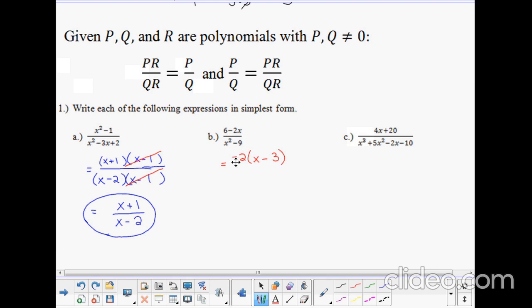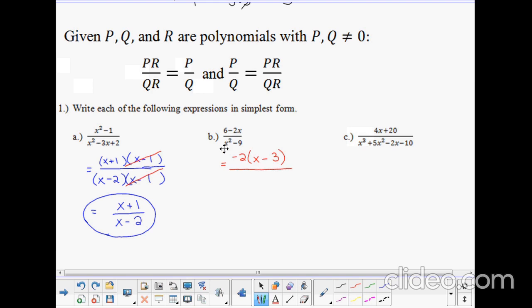Now again, why I took out the negative here is because I want this in standard form, so decreasing degree. And generally, I want my leading coefficient to be positive. That's going to help us to figure out what factors are the same. Now, you don't have to do it that way, but it can sometimes simplify the division process.